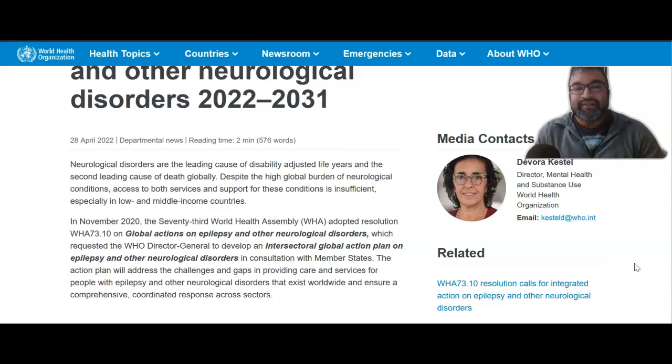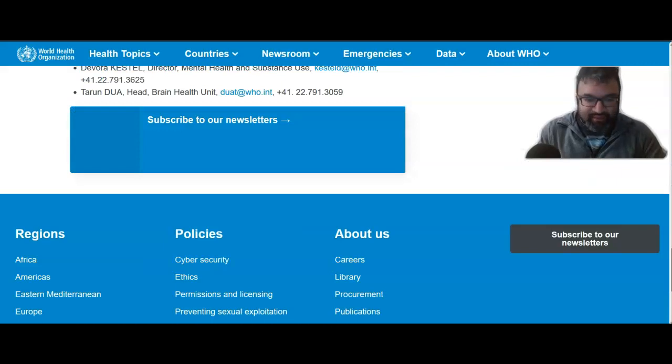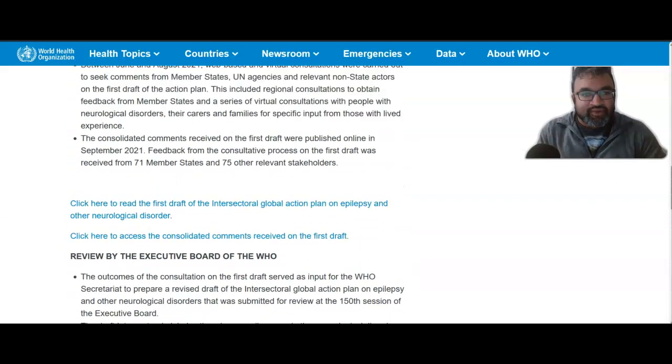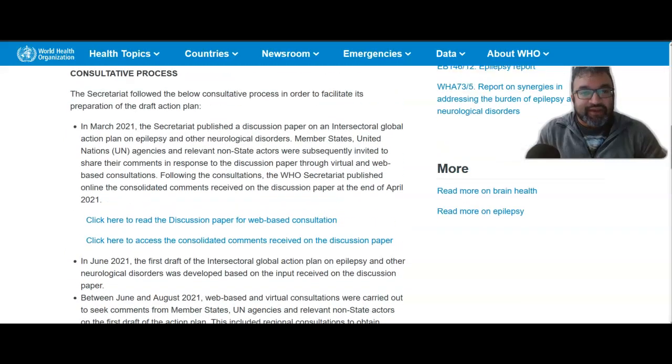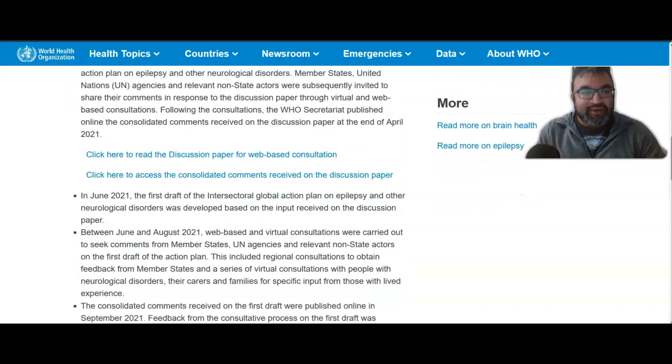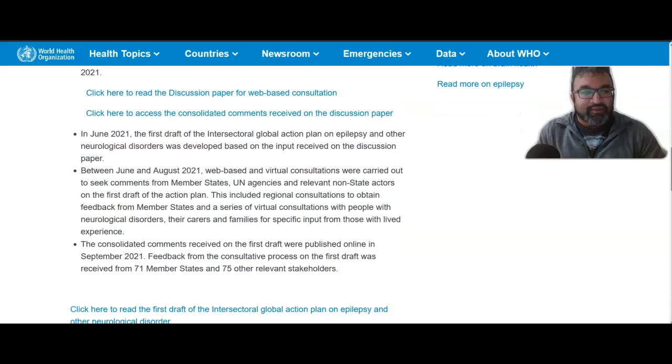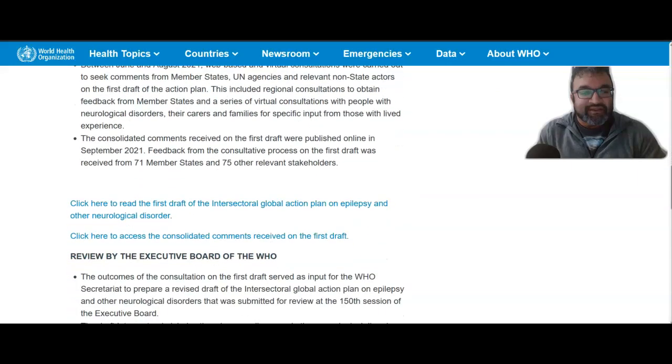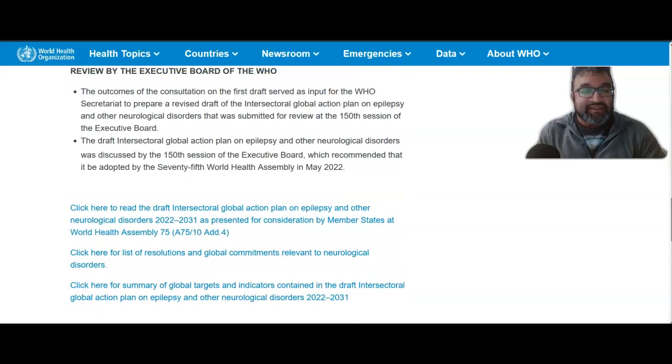What I like about this is that because epilepsy is such a common neurological disorder, it's actually pointed out within this global action plan. Some of the other things that are important here are, let me scroll down. So some of the more important things here are how the action plan was drafted over a number of years, starting from 2021, and then asked for feedback from 71 member states and 75 other stakeholders, and then this was reviewed. What is in here is a draft for intersectoral action plan.